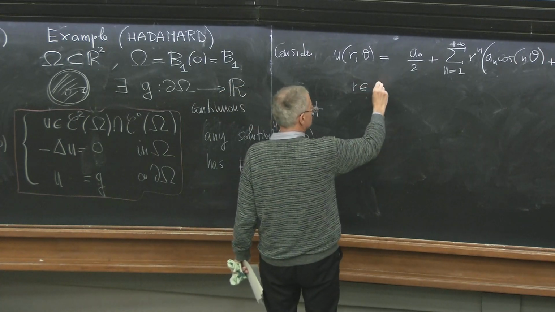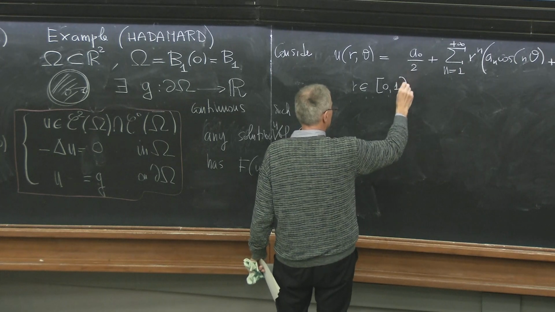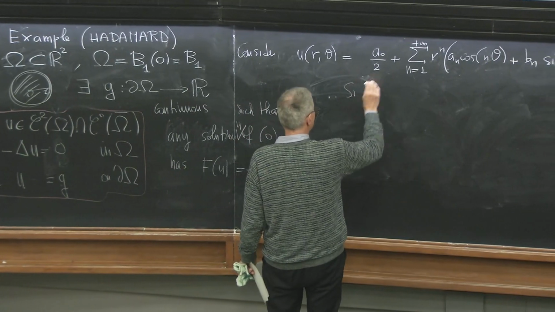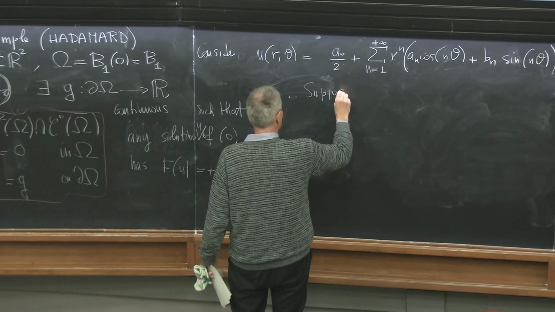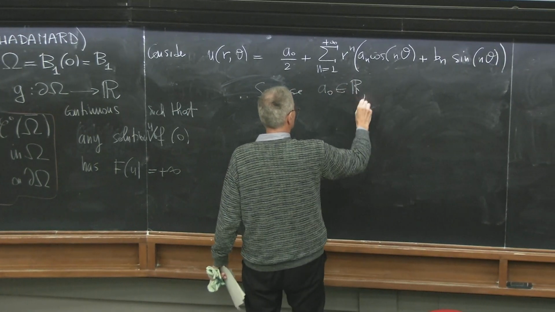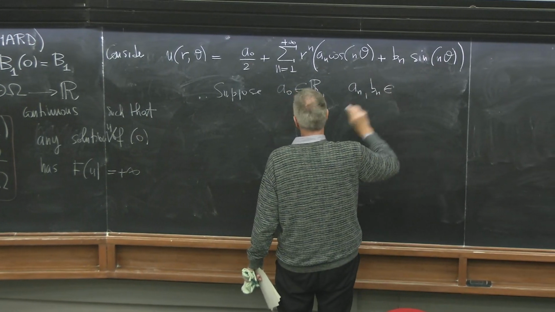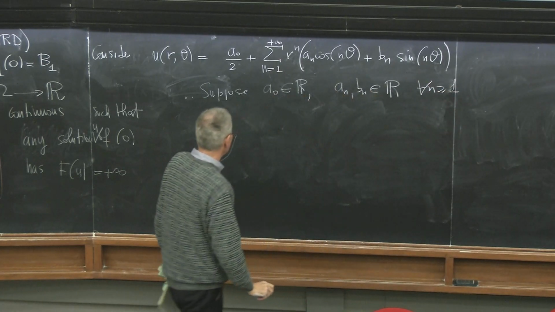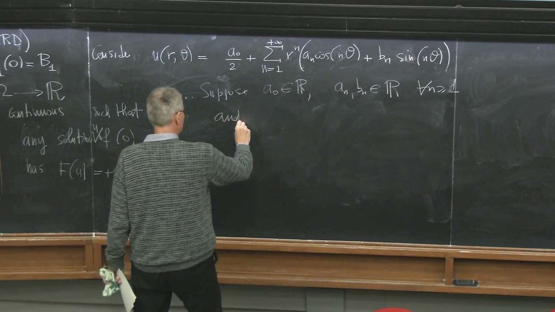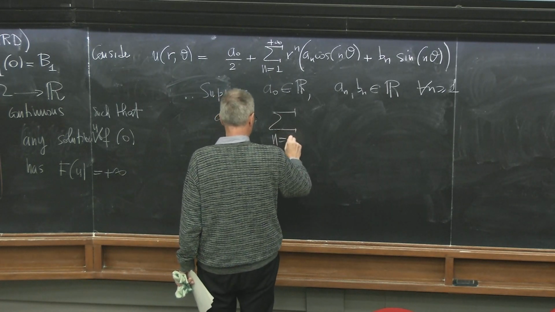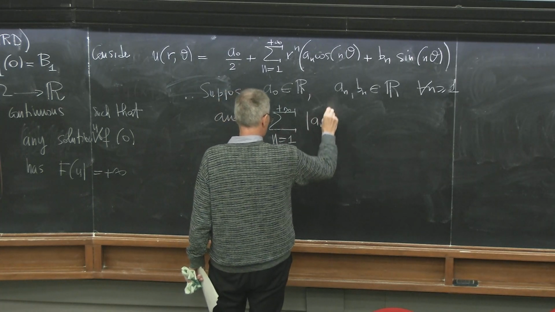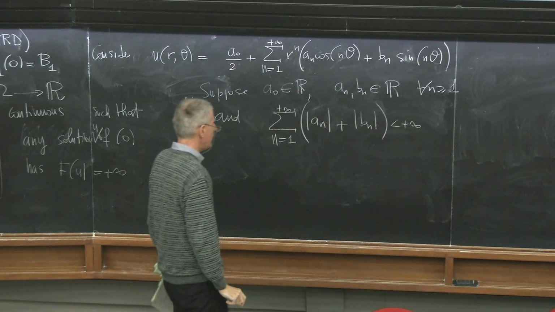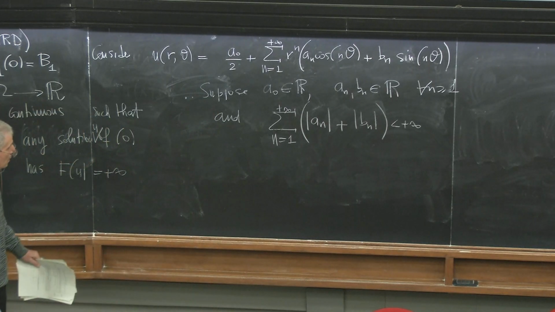So r is in between 0 and 1. Suppose by assumption that A0 is real, An and Bn are real for any n larger or equal than 1, and assume that the sum is finite. Assumptions.